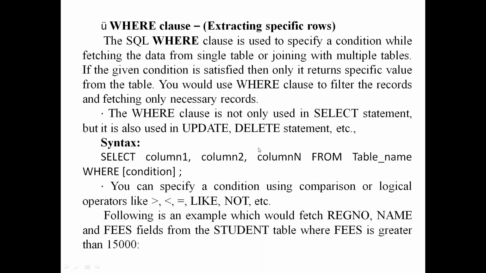It means we are taking an example that we want to see the register number of the student and name of the student and fees of a student. It means we want to see three fees details of a student, but the condition is that students' fees should be greater than 15,000.